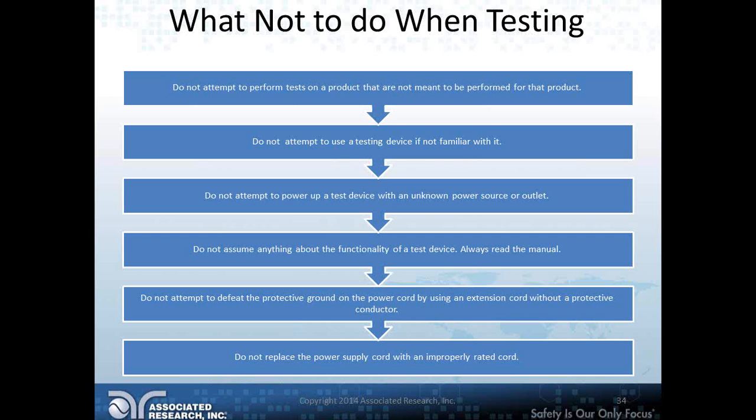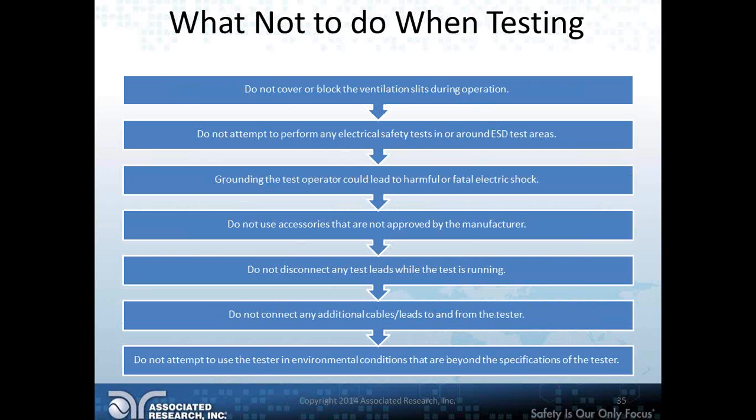Again, we saw this in the picture. Do not attempt to defeat the protective ground on the power cord by using an extension cord without a protective conductor, or do not just compromise the ground pin. Do not replace the power cord of your device or of the safety testing device with an improperly rated cord. Most of the line cords are designed for the specific products, so do not compromise on that. Make sure you're using the correct one.